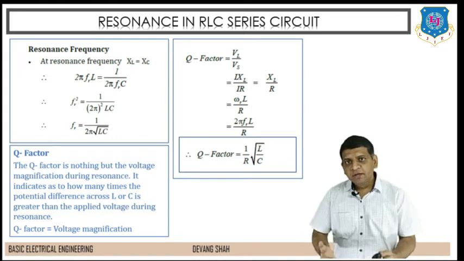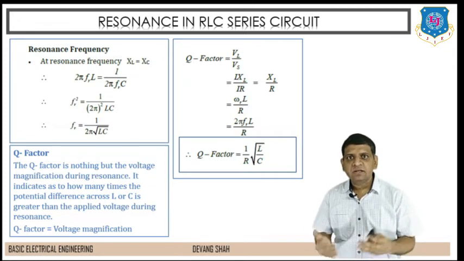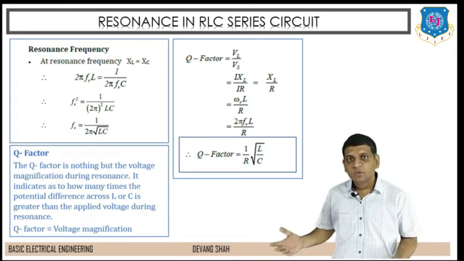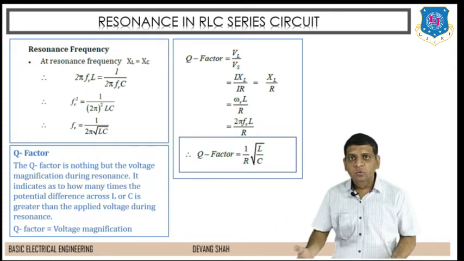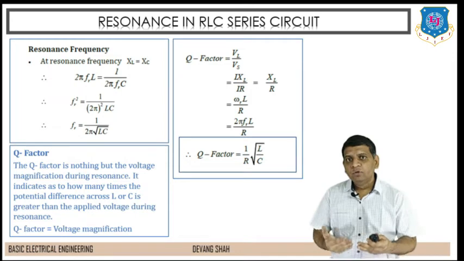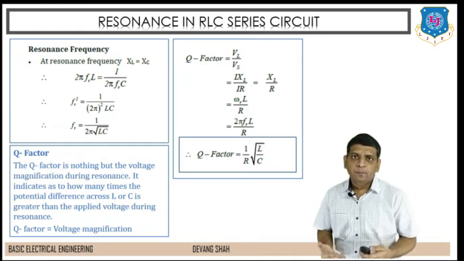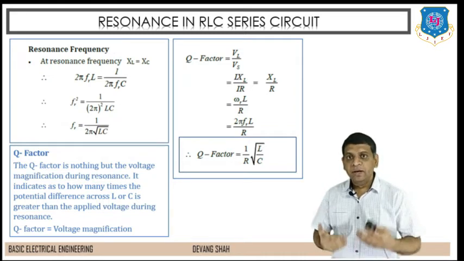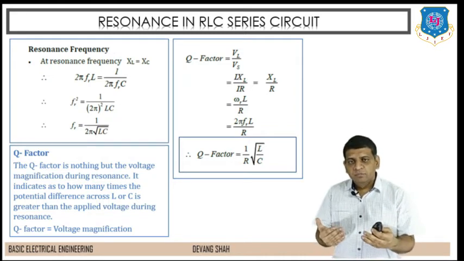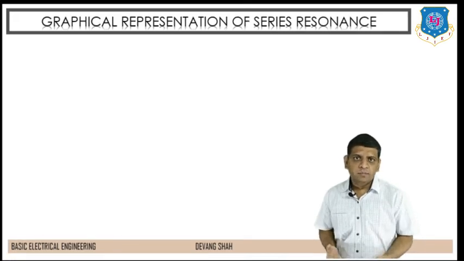The quality factor of the series RLC circuit depends on the values of resistance, inductor and capacitor by this equation, 1 by R into under root L by C, right? As a circuit designer, you have to choose the proper values of R, L and C. You can find the proper quality factor, and you can design a series RLC circuit at resonance. So that's my ultimate condition.